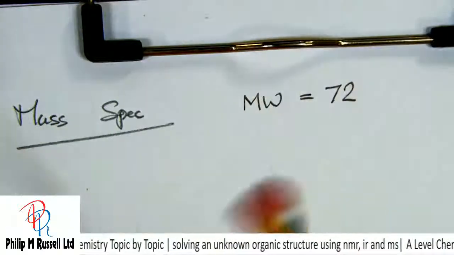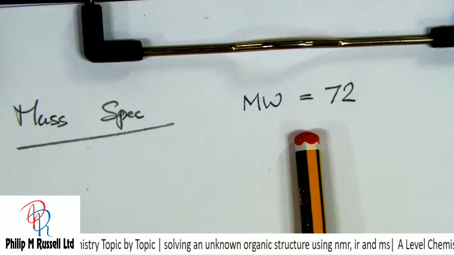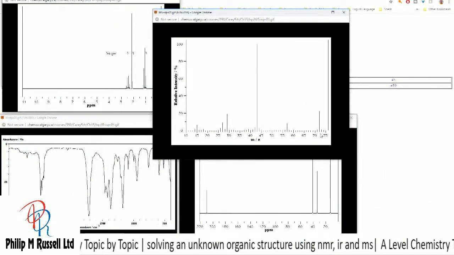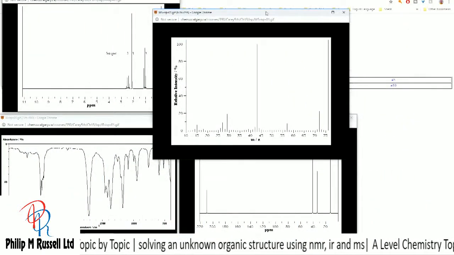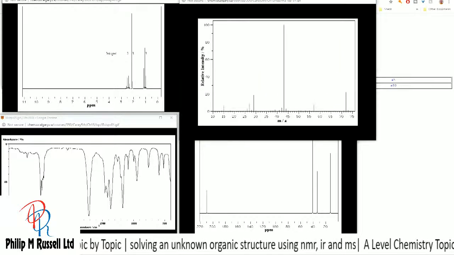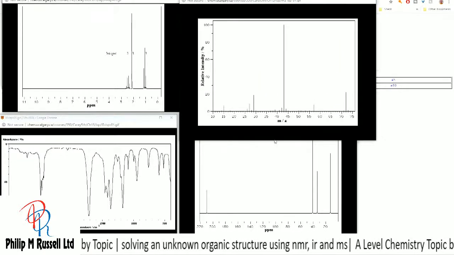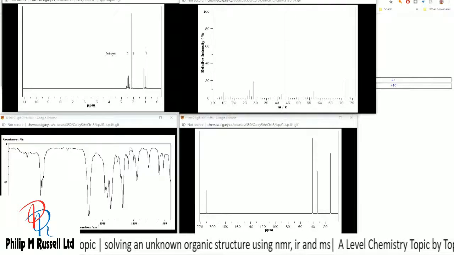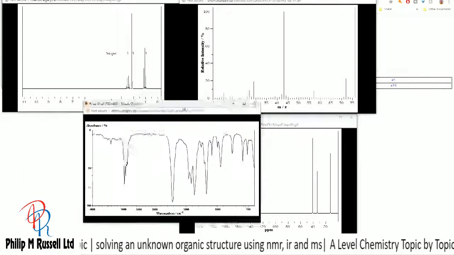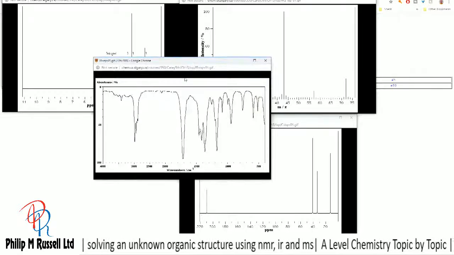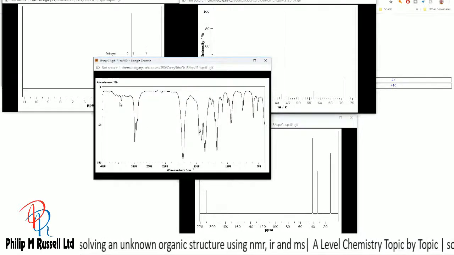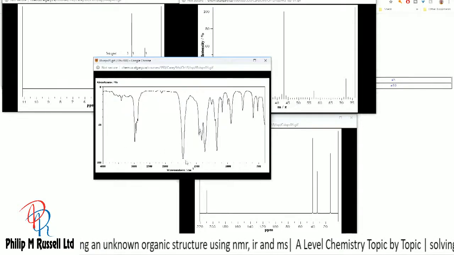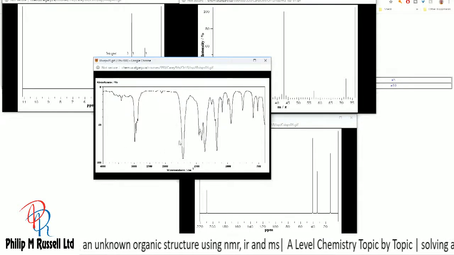Okay, so what else can we do from here? Well, that's enough of that one. That's going to help us initially, so let's just put that to the side for a minute, and have a look at the IR. Now, what does the IR tell us? Well, I've got some big peak here.